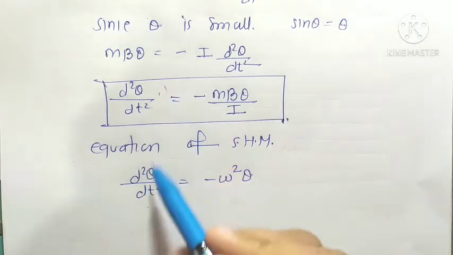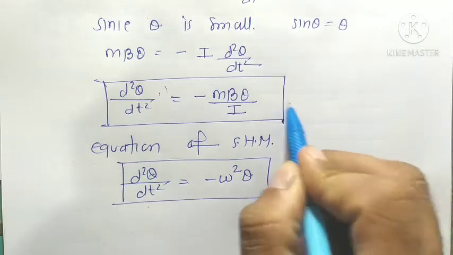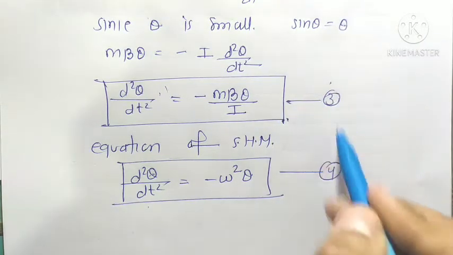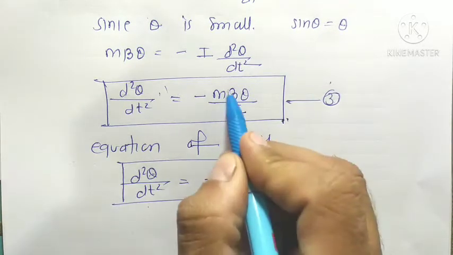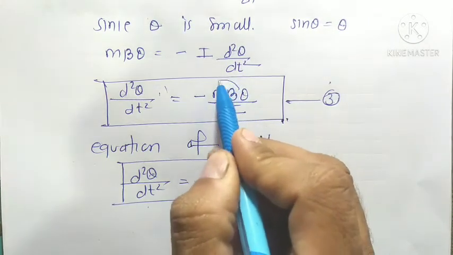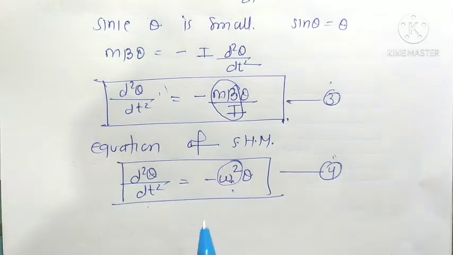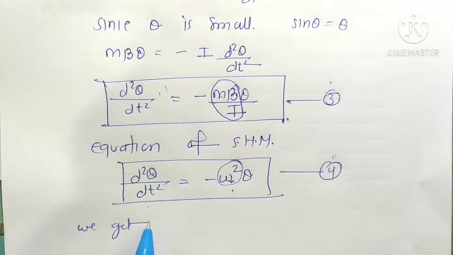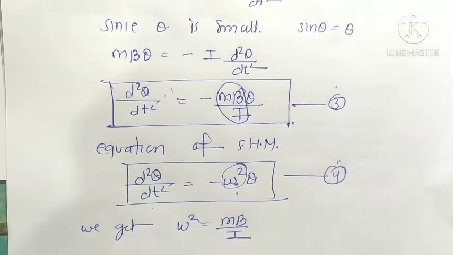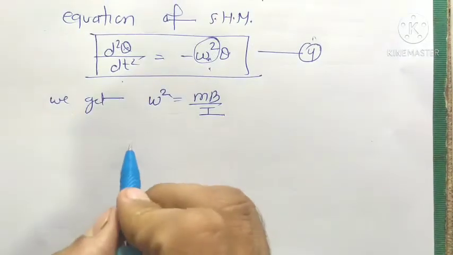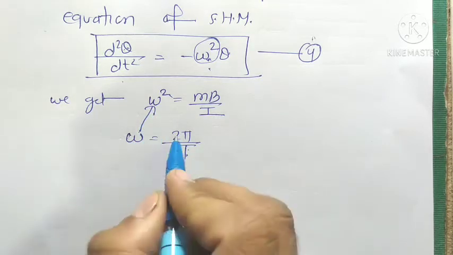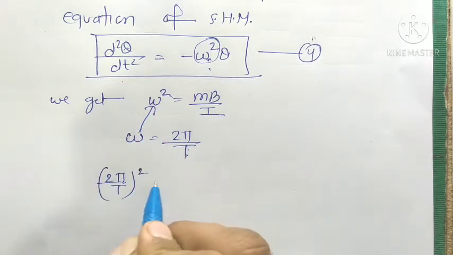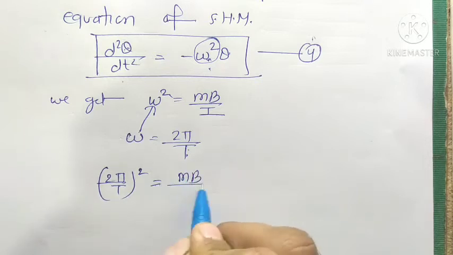We compare these two equations, which we call equation number 3 and 4. Then omega square = mB upon I. But we already know that omega = 2 pi upon T, so we put this value here: (2 pi upon T) whole square = mB upon I.